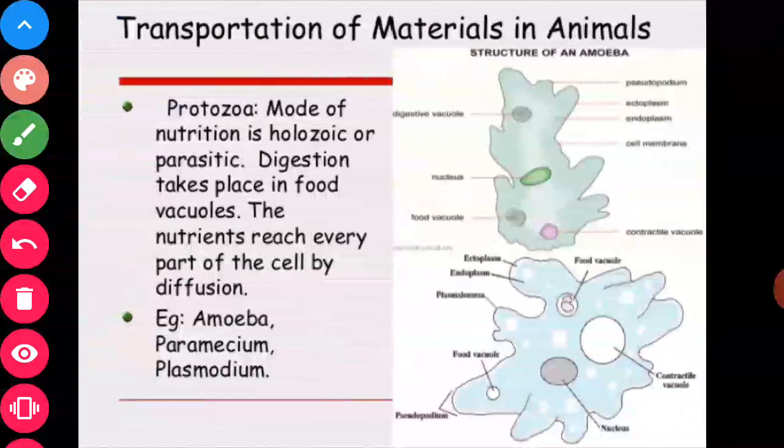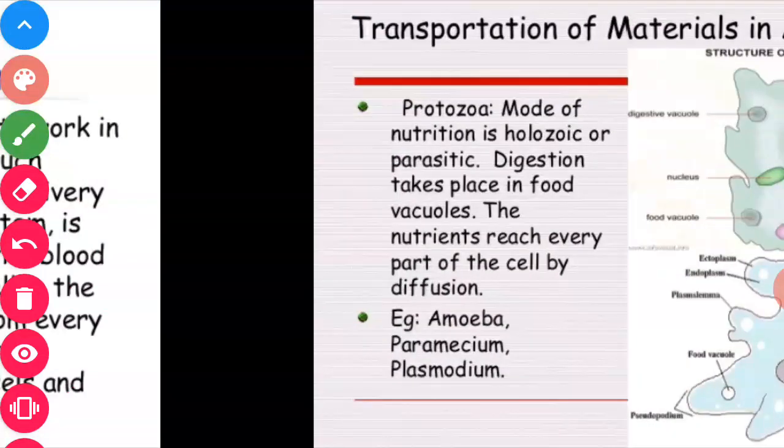The nutrients reach every part of the cell by diffusion. So the nutrients that are present in the food reach every part of the protozoan body by the process of simple diffusion, because these protozoans are unicellular, so their body size is not large. So we can say a specialized transport system is absent there. By the process of simple diffusion, the transportation of materials takes place in them. Amoeba is one of the unicellular organisms. Paramecium is a unicellular organism. Plasmodium is also a unicellular organism.